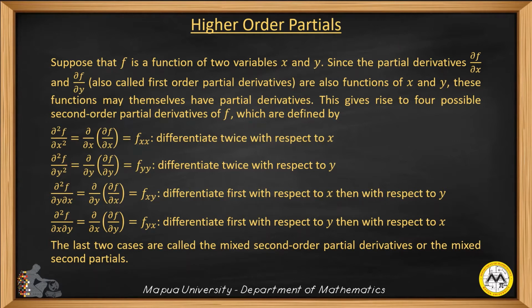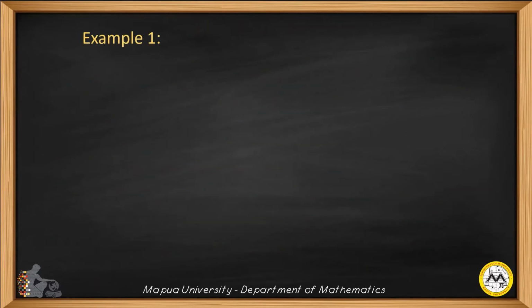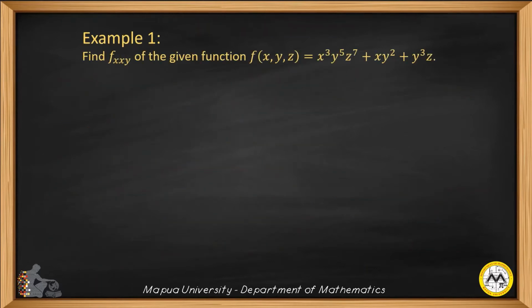So to illustrate what we have just mentioned, here we are given the function f of x, y, z defined equal to x cubed y to the fifth z to the seventh, plus x y squared, plus y cubed times z. We are asked for f sub xxy. This would mean the third partial derivative of f, twice with respect to x and then with respect to y.